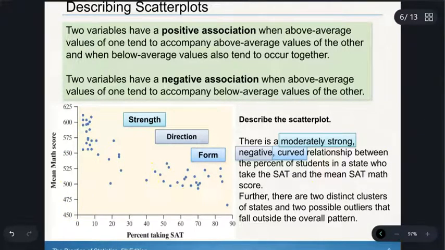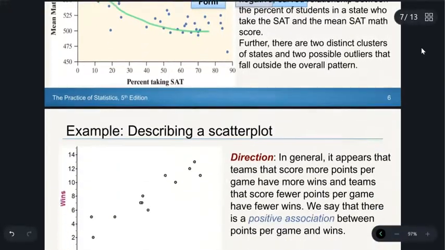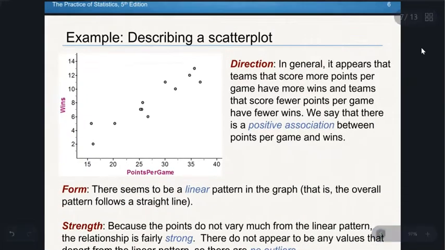If I were to employ my artistic skills, which I know you guys are all criminally jealous of, you can see that there's something just kind of like this. It looks almost like it may be, you know, parabolic. It could be, but we're not sure. Okay, so that's basically what we're looking at when we're describing a scatter plot. So let's look at this example here.